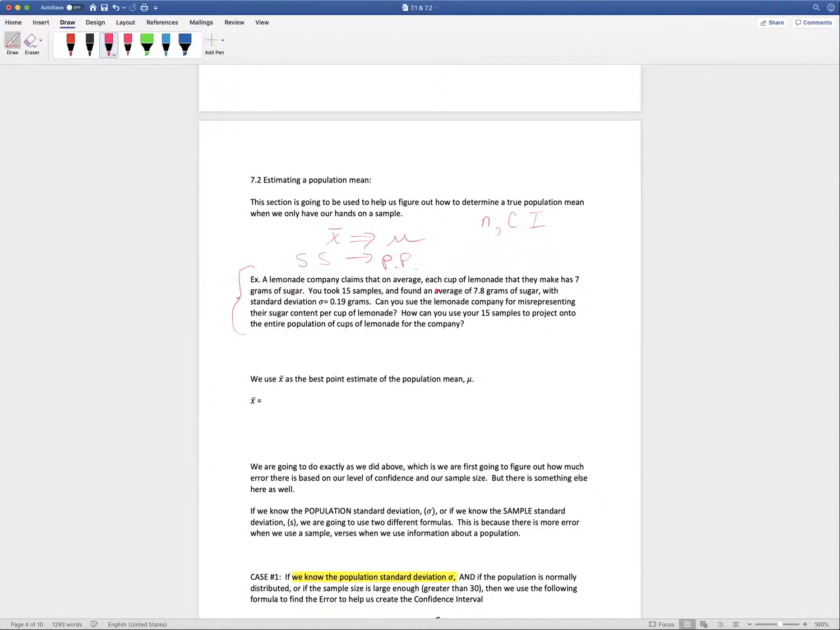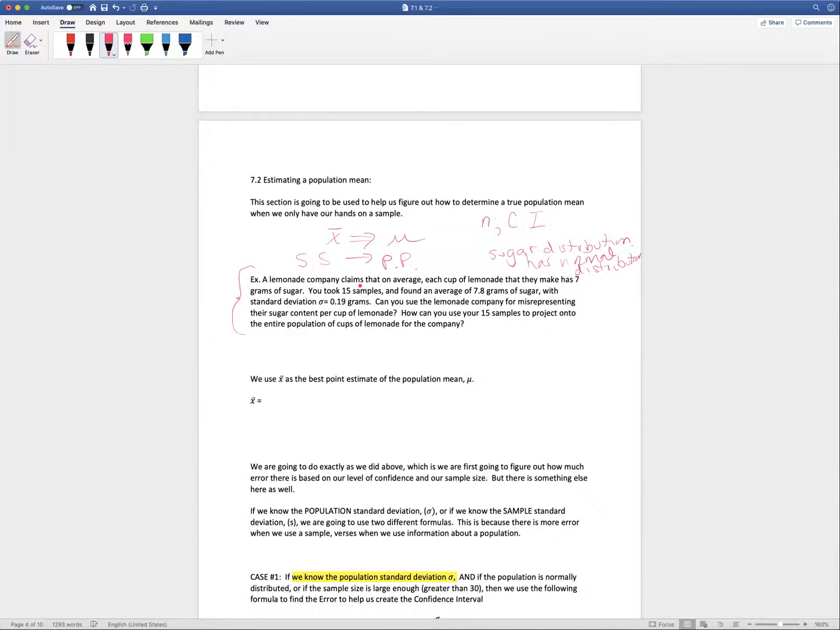A lemonade company claims that on average each cup of lemonade that they make has 7 grams of sugar. You took 15 samples, so you took 15 cups of the lemonade. And we're going to assume here, even though it doesn't say it, and I probably should have said this right up front, that the sugar in the lemonade is normally distributed. That's one of the assumptions we have to make. We're going to talk about that in a second. So we're going to assume that sugar has a normal distribution.